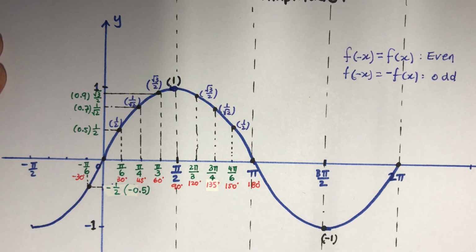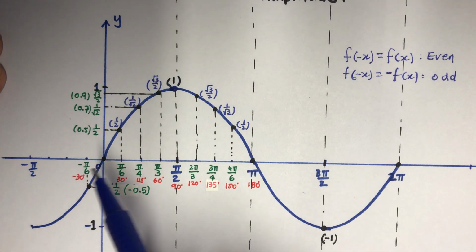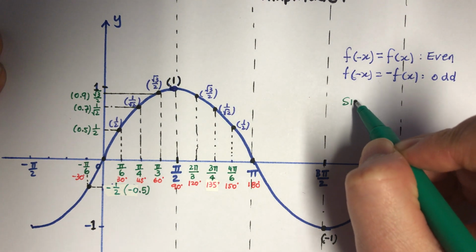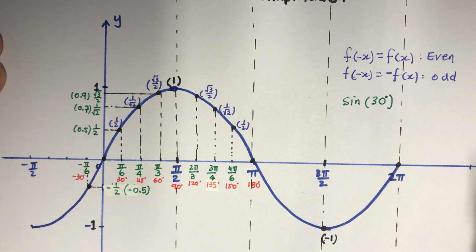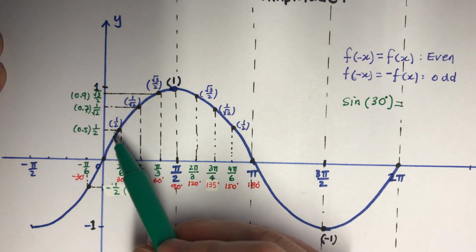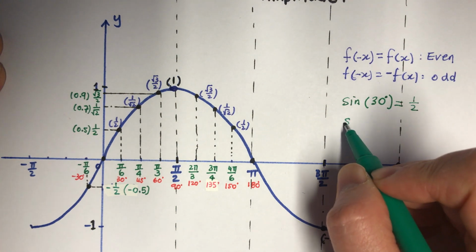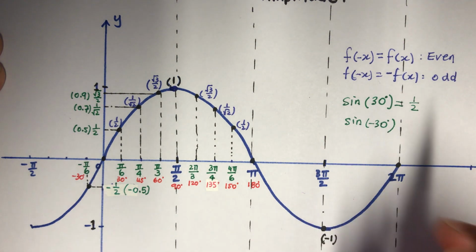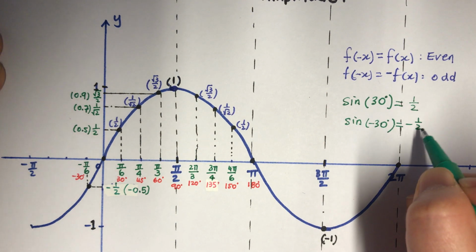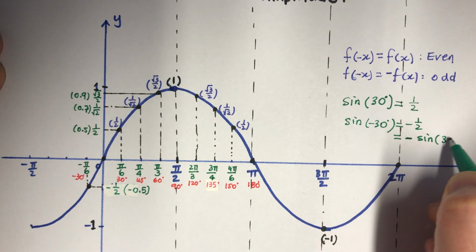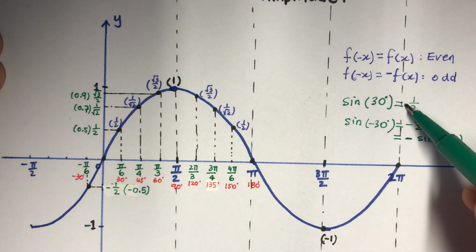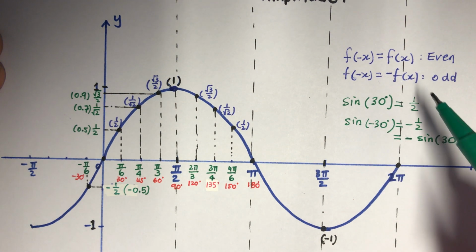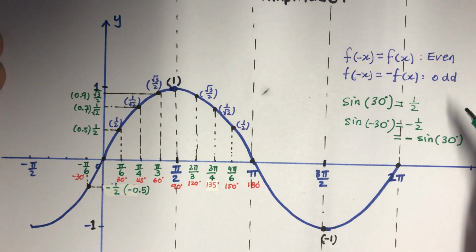I'm going to test it with sine 30, which is pi over 6 right there. I'm going to use degrees, just as it's easier. What's sine 30? Sine 30 is half. And sine minus 30, which is here, is minus half. So I can write it as minus sine 30, can't I? I just put a negative with sine 30, which means f of minus x equals minus f of x. Therefore it's an odd function. Sine is an odd function.